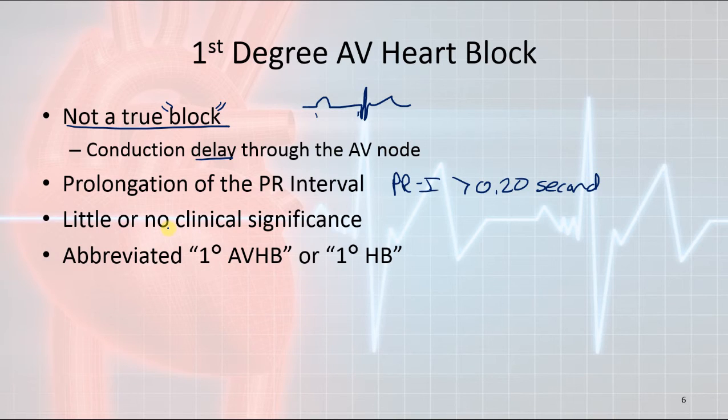There's no clinical significance or very little clinical significance when it comes to first degree heart blocks. They are usually abbreviated first degree AVHB or just first degree HB. Sometimes people just put with a first degree, and that's fine too.